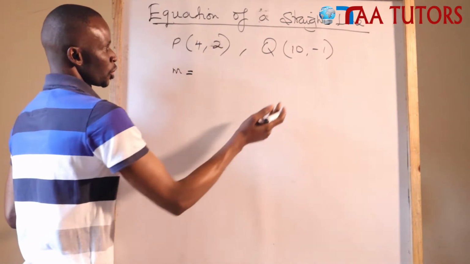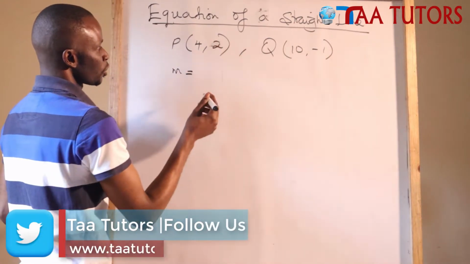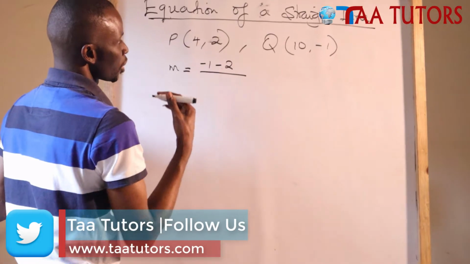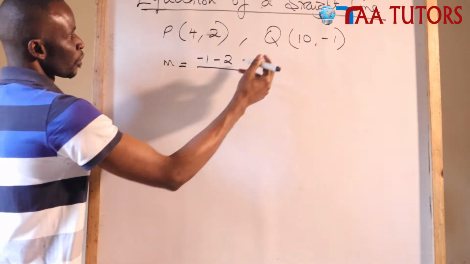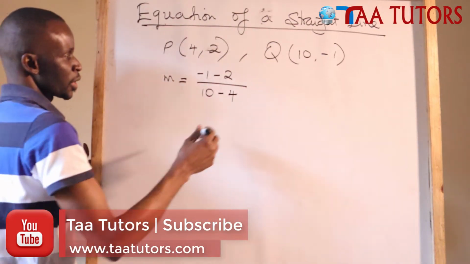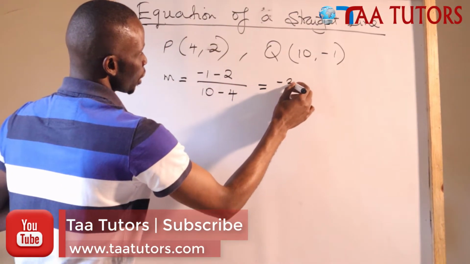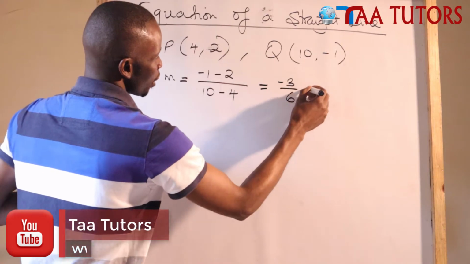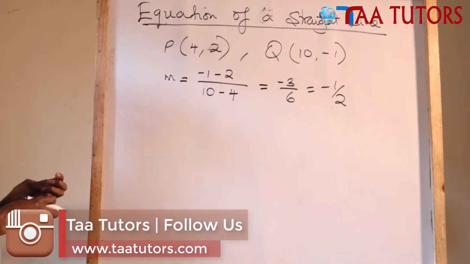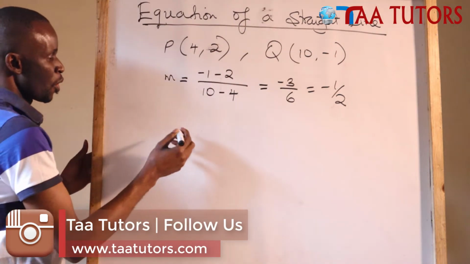This time I'll just do it. I'll say negative 1 minus 2, that is change in y. Then 10 minus 4, that is change in x. What I get here is negative 3 divided by 6, which is negative a half. That is my gradient.